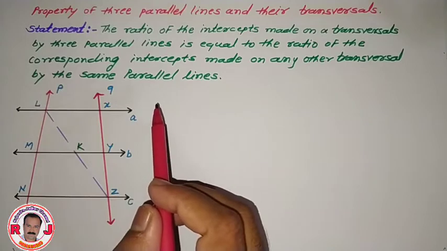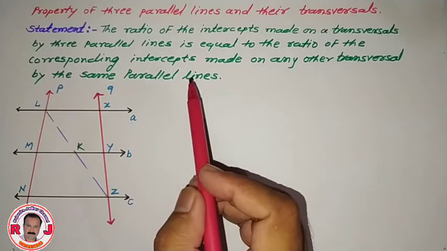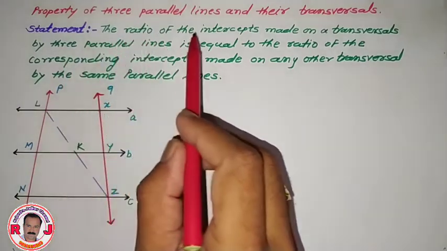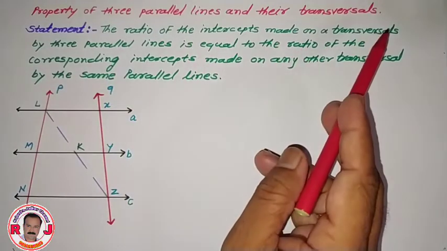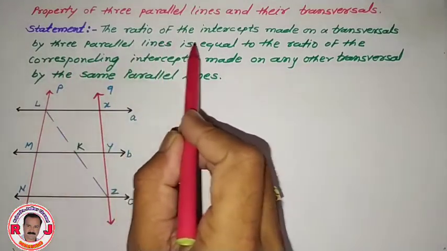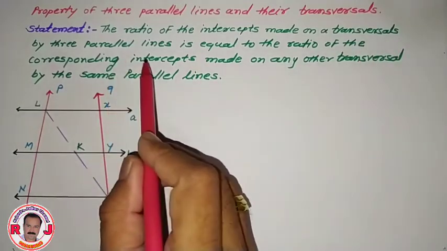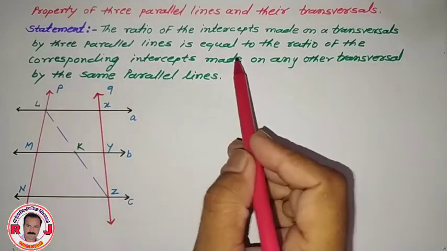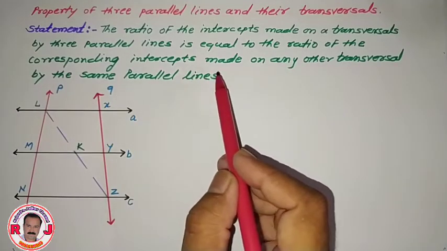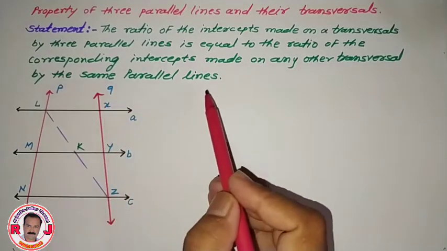Today we are going to learn about Maths Part 2nd, Unit number 1, Similarity. This point: property of three parallel lines and their transversals. See the statement: the ratio of the intercepts made on a transversal by three parallel lines is equal to the ratio of the corresponding intercepts made on any other transversal by the same parallel lines.